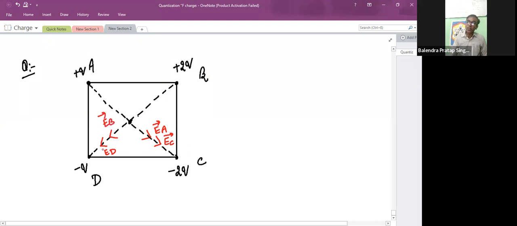So here you can see that there are 4 electric fields, and 2 are in the same direction. EB and ED are parallel, EA and EC are parallel, but between EB, ED and EA, EC there is a 90° or pi/2 angle. Okay, now we will try to solve this problem, and here is your origin.